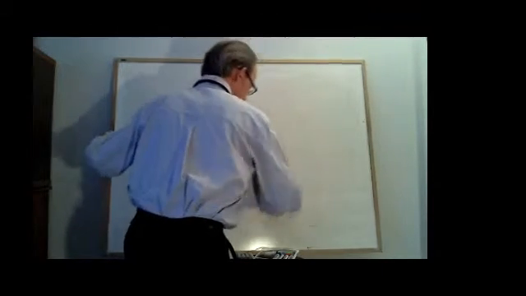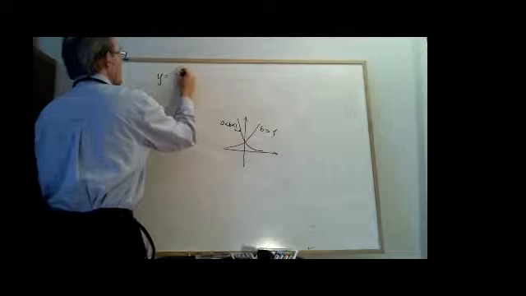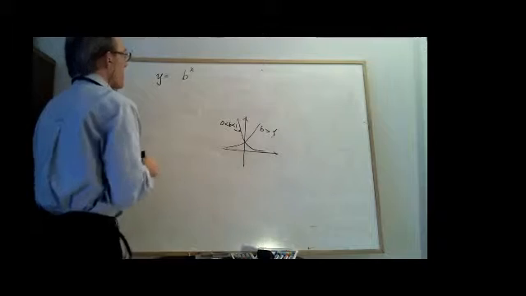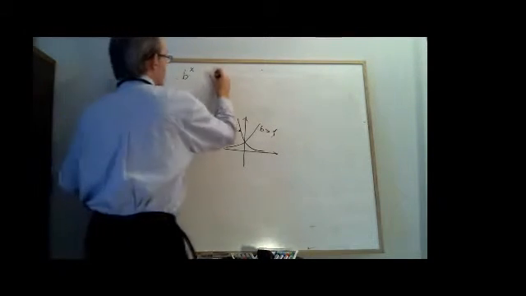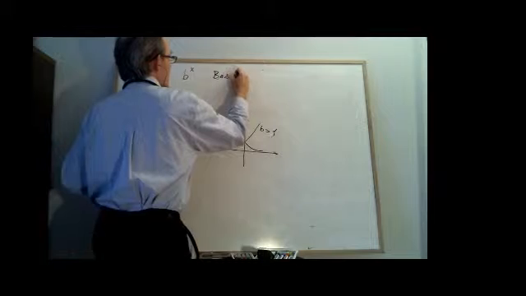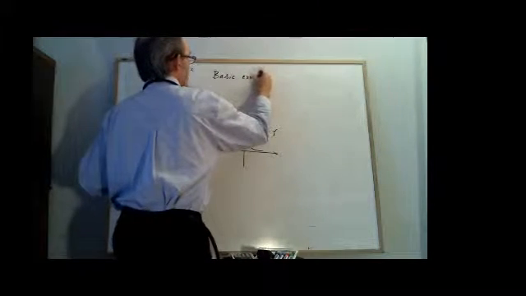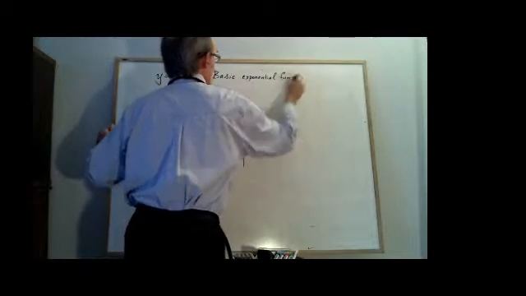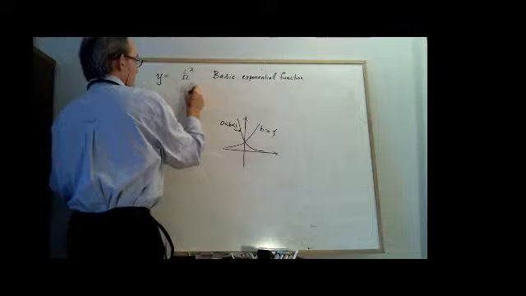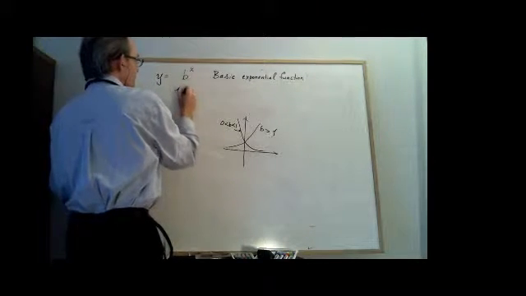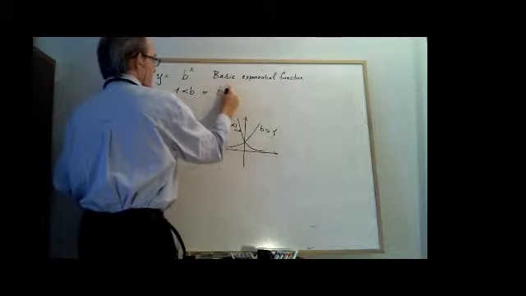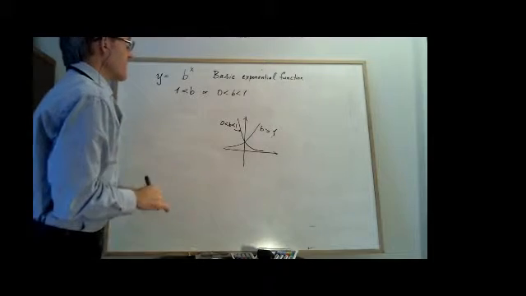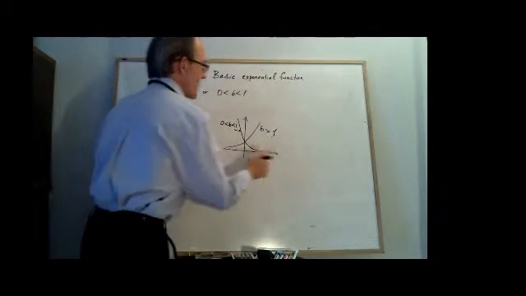So the exponential function is y is equal to b to the x. That's a basic, I call it a basic exponential function. And b could be, the usual case will be b is greater than 1, or we could also have b is between 0 and 1. So I've illustrated the two cases here.